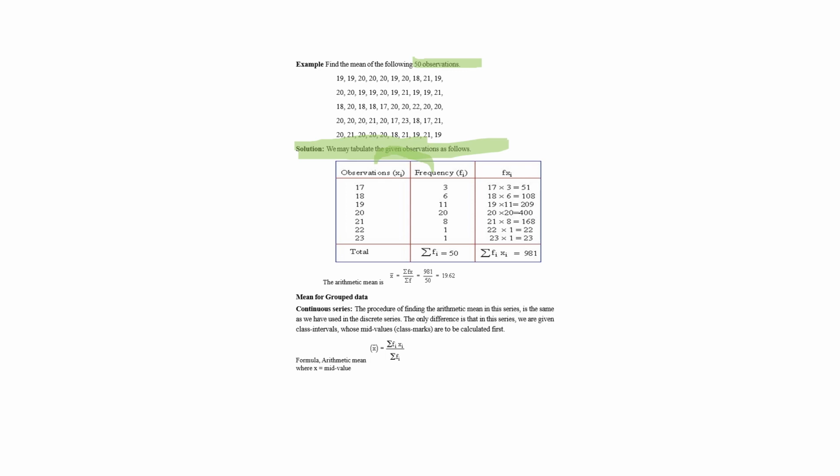Here what is very important is the tabular form. Arithmetic mean is done in tabular form. It's the direct method. Mean for grouped data.